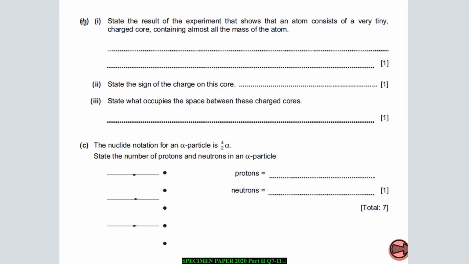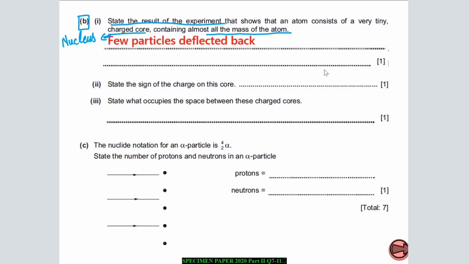Let's move on to the last part of this paper. Part B1. An atom consists of a very tiny charged core, which means the nucleus. It contains almost all the mass of the atom. State the result of the experiment. Because few particles are deflected back, the core is massive and it has positive charge, because alpha particles are deflected by the nucleus. So we can also say the nucleus is positively charged.